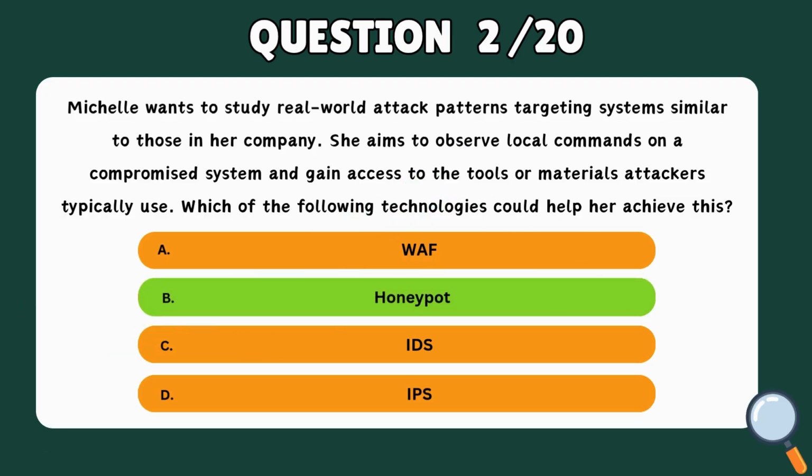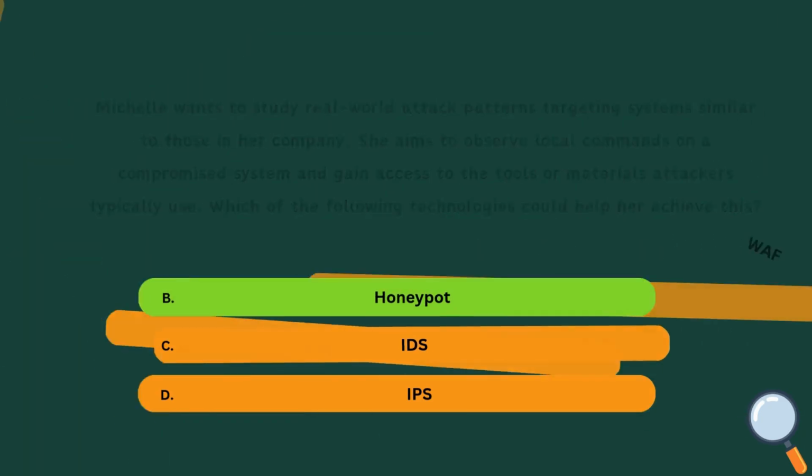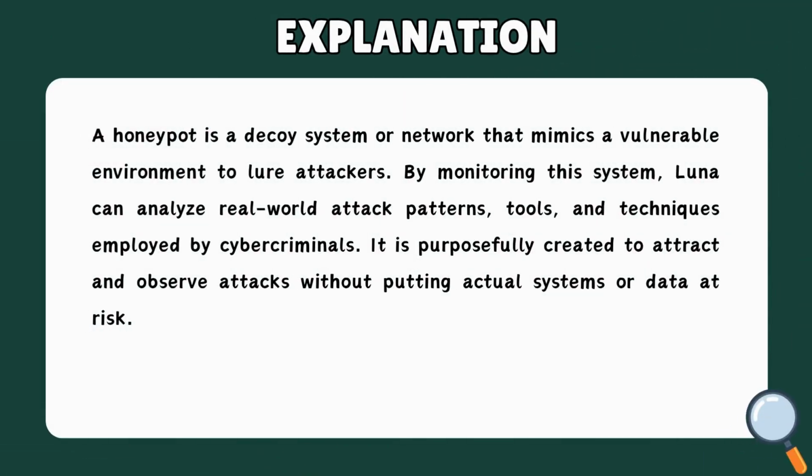Correct answer: B. Honeypot. A honeypot is a decoy system or network that mimics a vulnerable environment to lure attackers. By monitoring this system, Michelle can analyze real-world attack patterns, tools, and techniques employed by cybercriminals. It is purposefully created to attract and observe attacks without putting actual systems or data at risk.